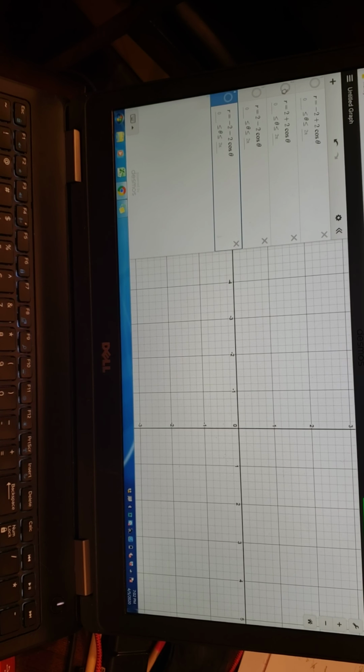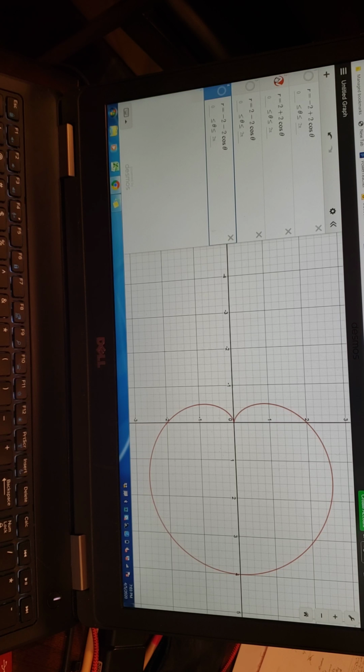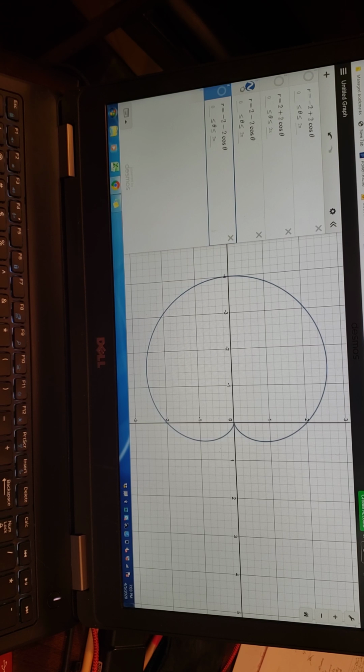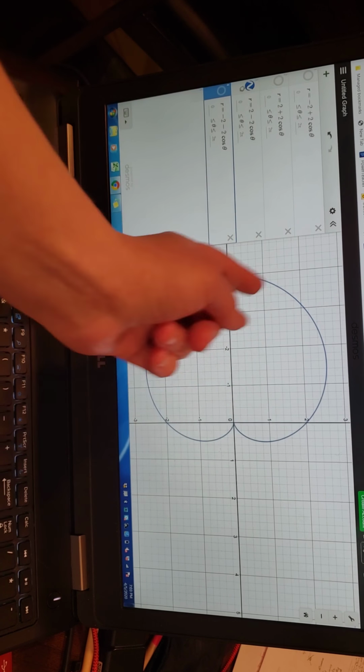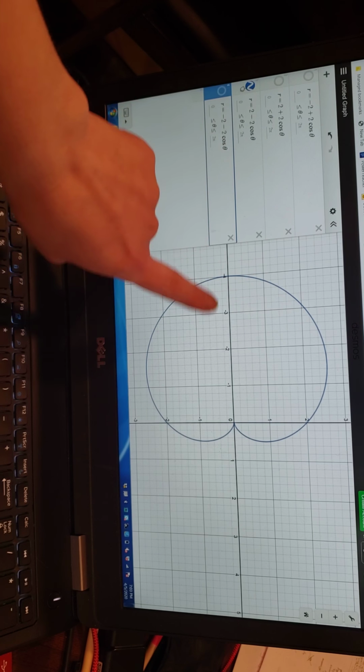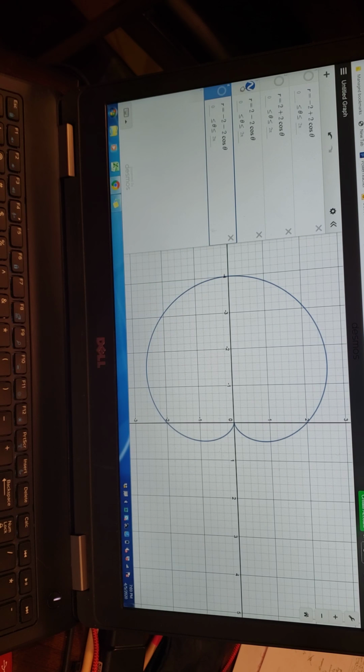So let's keep in mind what 2 plus 2 cosine theta is. Notice the heart opens to the right. Cosine is the x coordinate, and B is positive 2. So let's look at 2 minus 2 cosine theta. And look at that, it opens to the left. Okay, the center of it is 0, 0. I'm saying center as though I'm talking about where that little pinch is. And it's got a length of 4. So it went in the other direction.